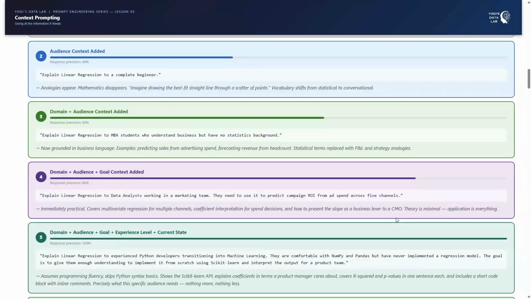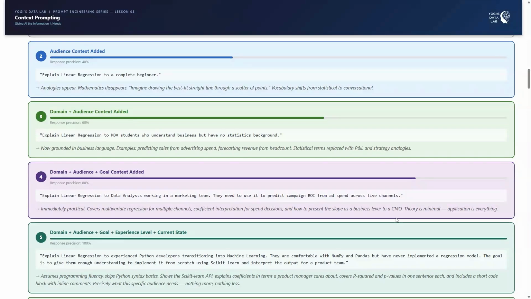So, it is going more towards the application and lesser towards the theory part of what is the regression coefficient, what is intercept. It's not explaining anything. It's not going ahead and telling you about the best fit line across the scattered points. It's not telling you the statistics of what it is. It is simply telling you what it has to cover and how it has to be presented to a CMO.